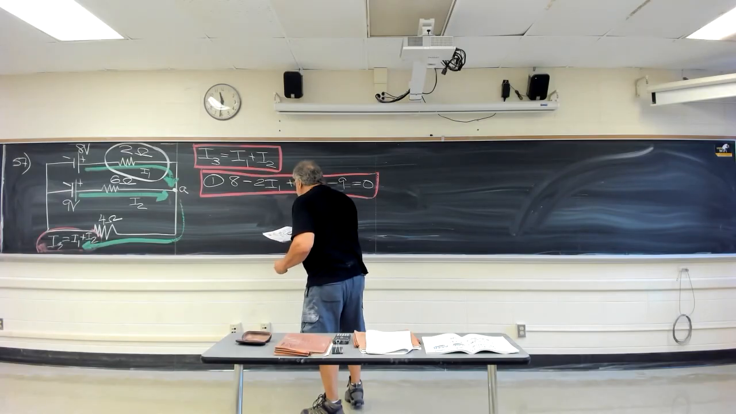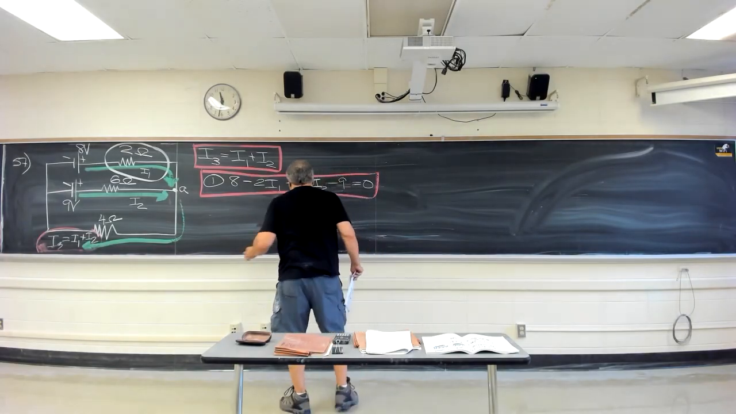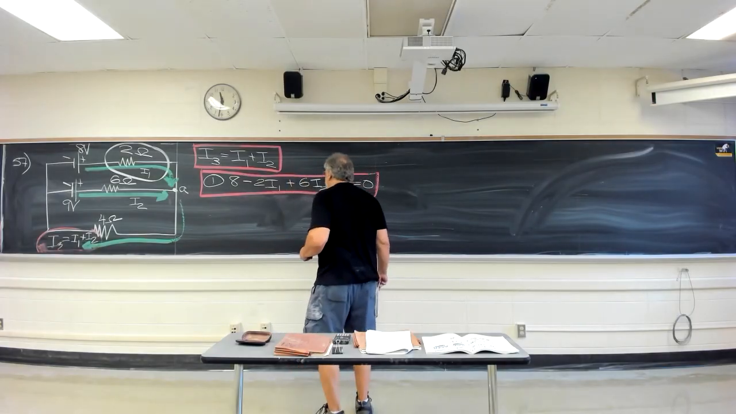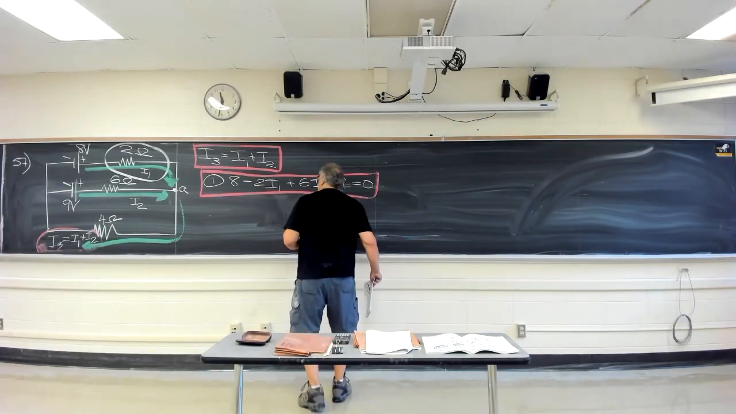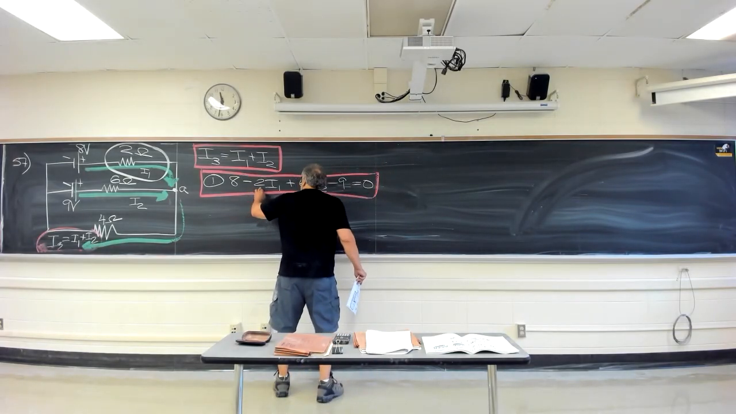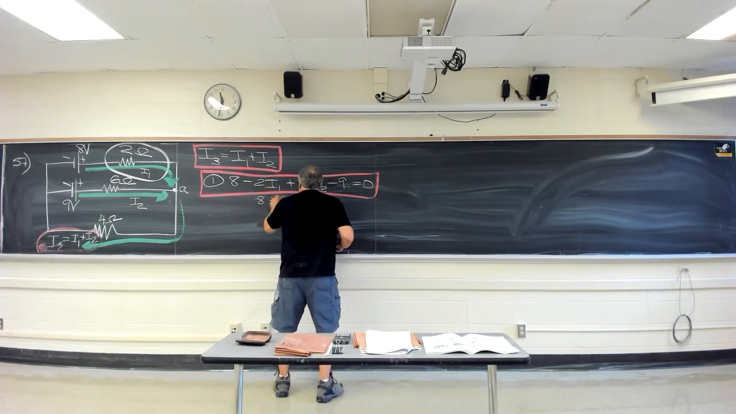What do you want to do about this? Well, I'll tell you what I'm going to do. What I ended up doing is I solved for I2. Tell you what I'm going to do. I'm going to add a positive 2I1 on each side.